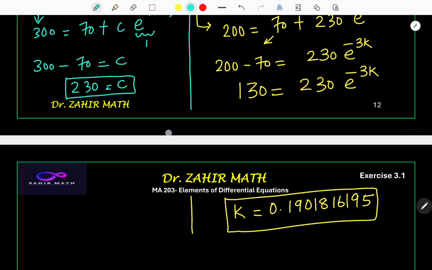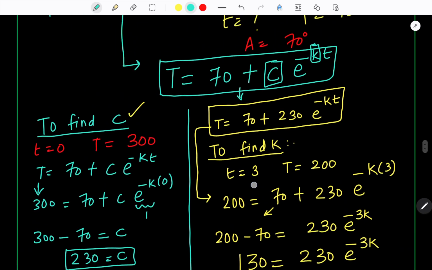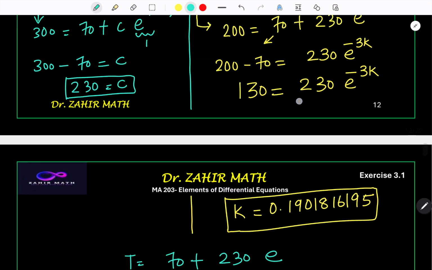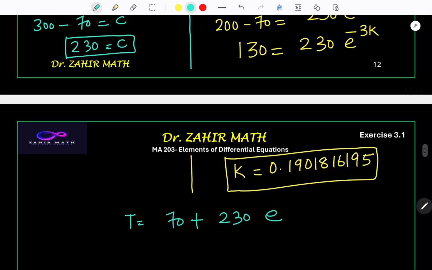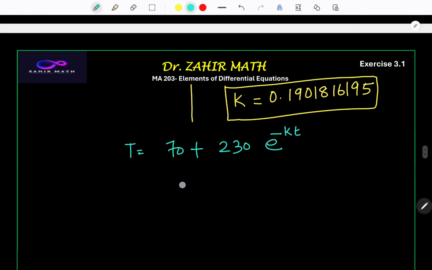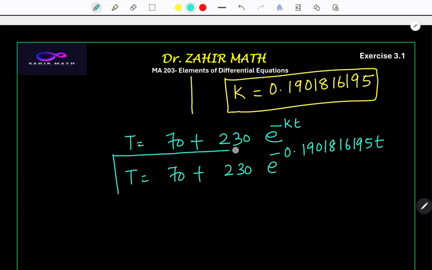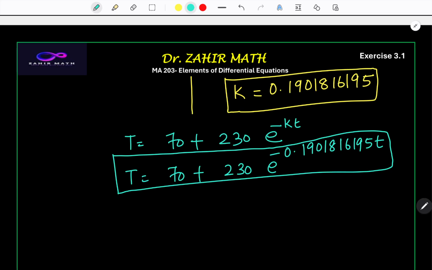Now go back to the equation. This is your equation, right? T equals 70 plus 230 e power minus kt. So k, I will put it: T equals 70 plus 230 e power minus 0.1901816195 times t. So we got the solution for the temperature.